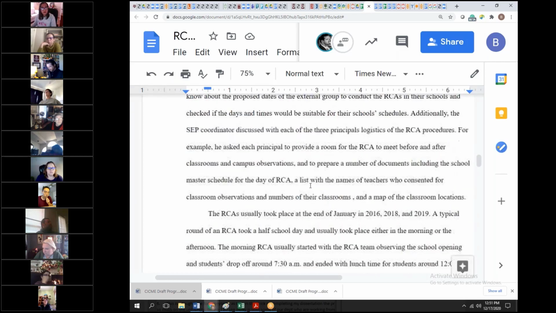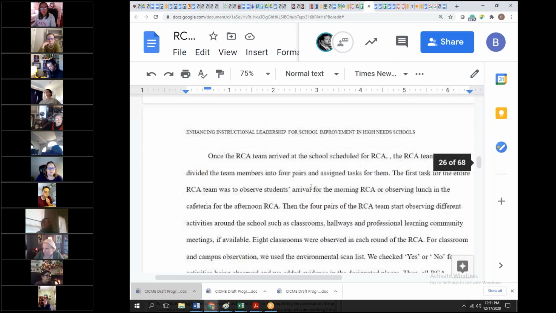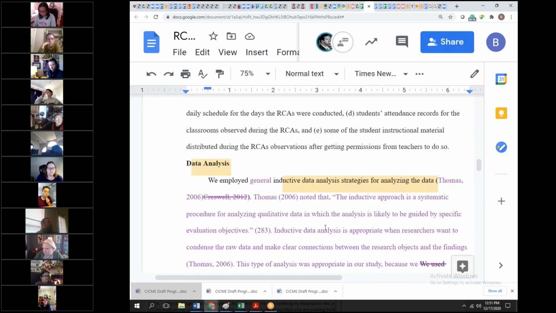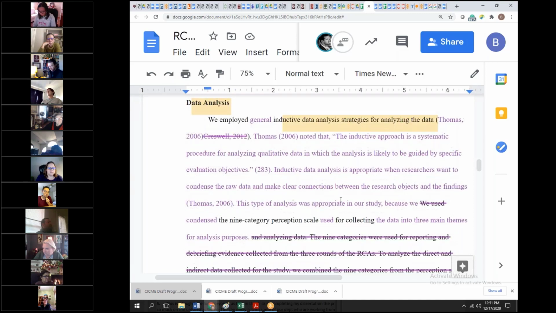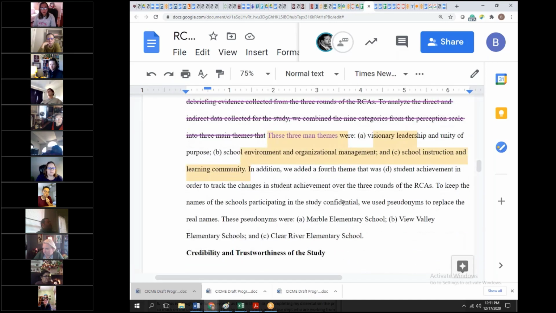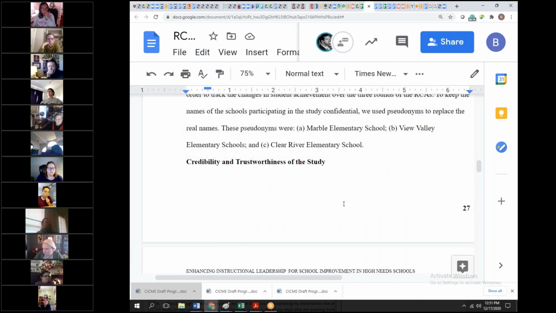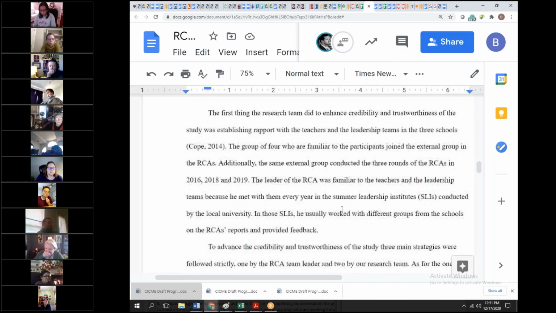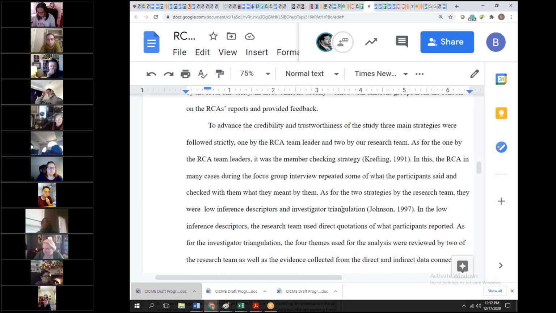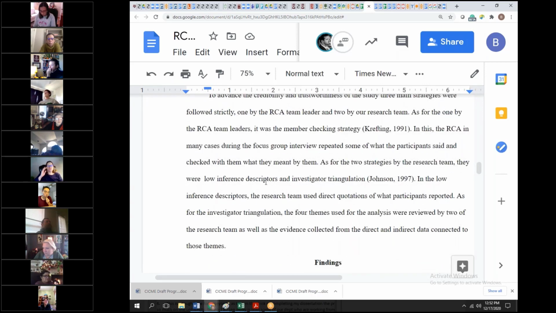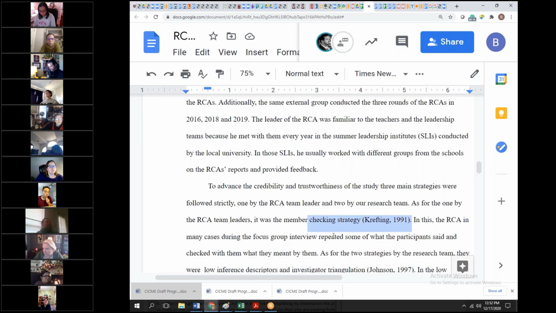And then we have the procedures in context. And then we have the data collection and then the data analysis. So you see, we're still working on this. Then the credibility and trustworthiness: since this is a qualitative study, we have to report what we used. Those are done with references. Okay.